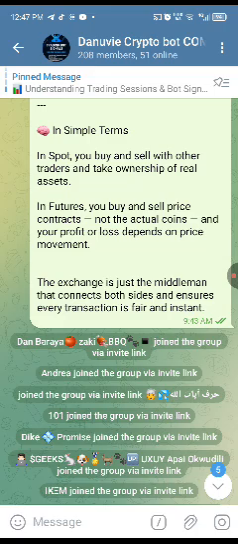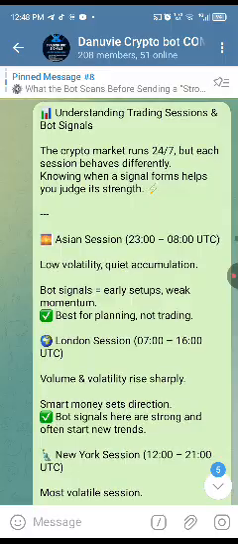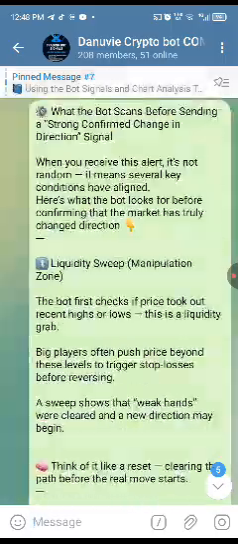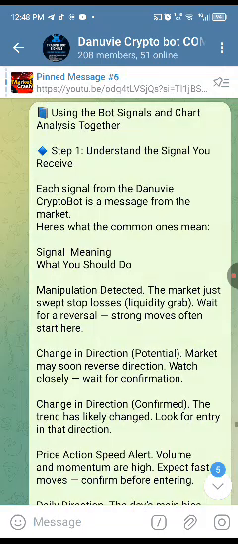But as time goes on, we are going to be looking deep into it, and we can know how we can benefit from it. So I think that rounds up the first topic for this training session. Let's go to the second topic, which is using the bot signals, using the bot signal and chart analysis together.